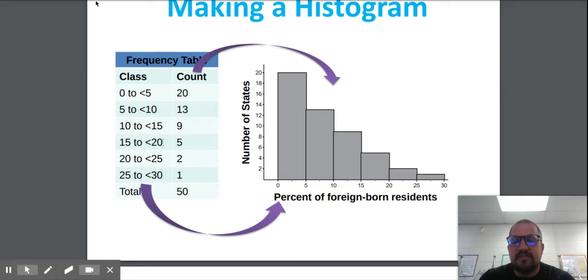There were 5 from 15 all the way up to 20. There were 2 from 20 all the way up to 25. And there was just 1 from 25 to 30. And that makes 50 total states, right? And this is their percent of foreign-born residents.